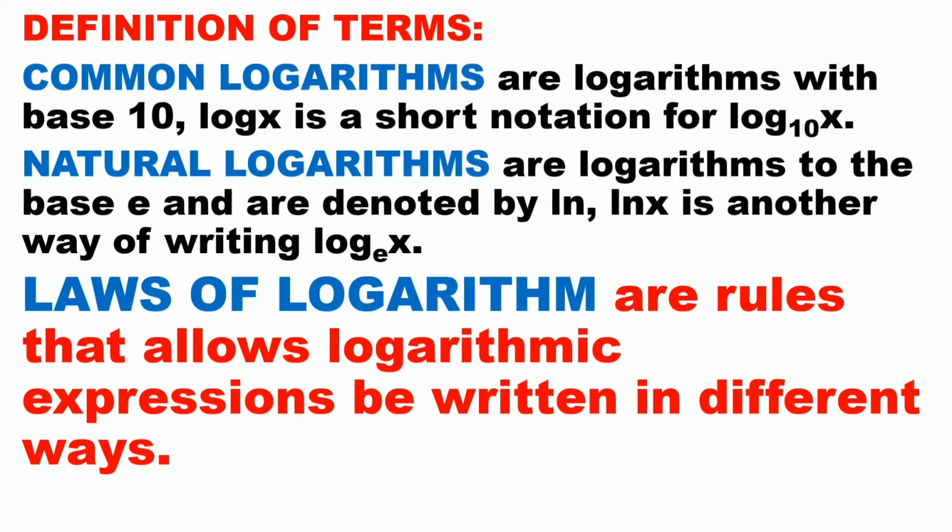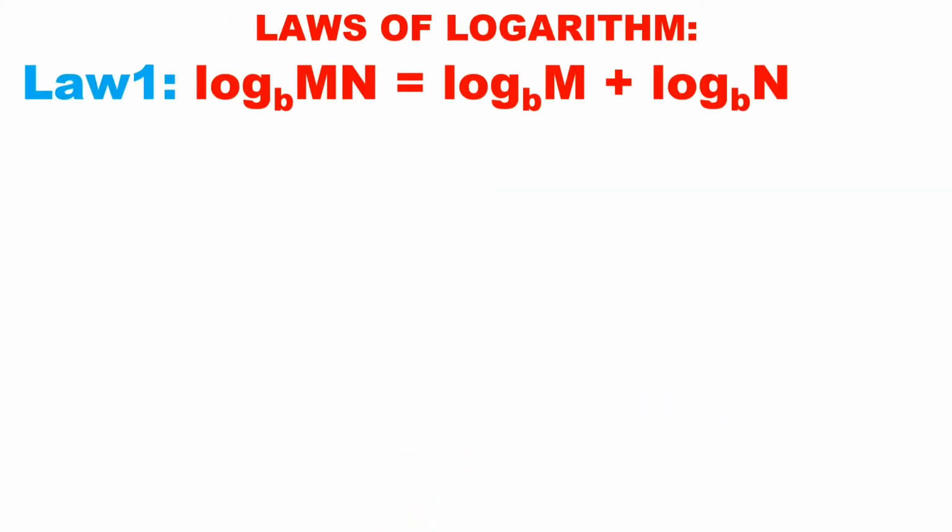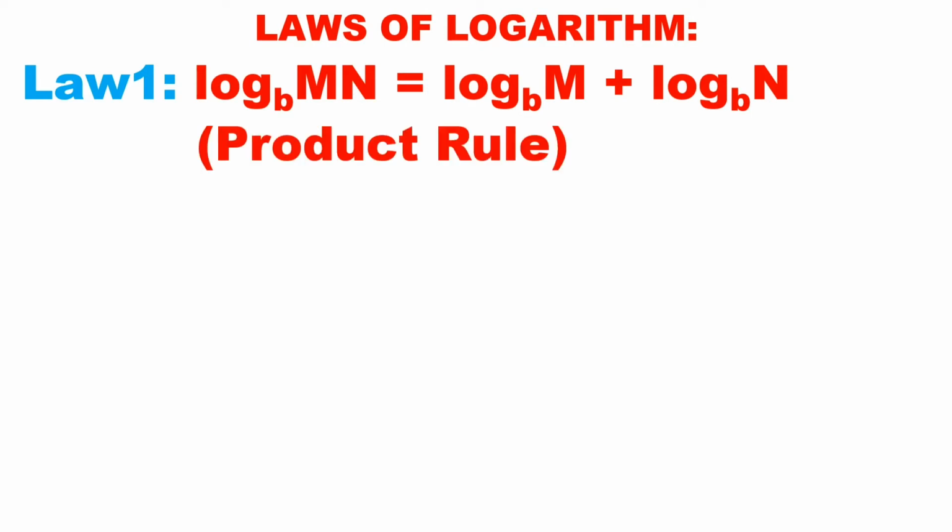Laws of logarithm are rules that allow logarithmic expressions to be written in different ways. Let's now discuss the laws of logarithm. Law number 1: the logarithm of mn with base b equals log of m with base b plus log of n with base b. This is called the product rule.